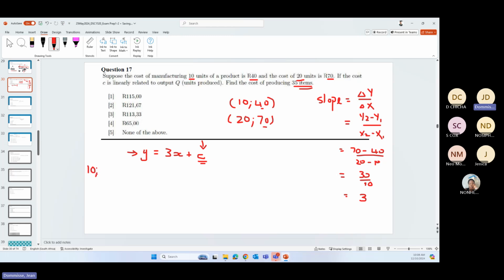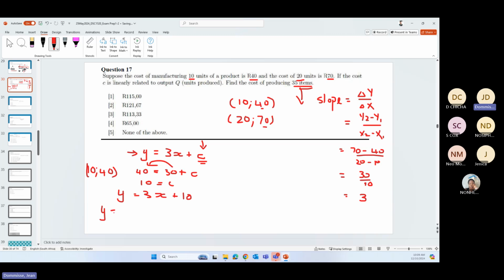So we need to put in one of these points. You can use any one. It will give you the same answer. So 40 is equal to 3 times 10 plus c. So if that goes over to that side, c is equal to 10. So now we've got our formula: y is equal to 3x plus 10. Then we can use the 35 and put it in this formula.